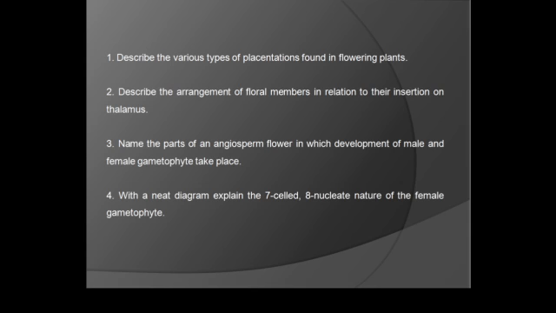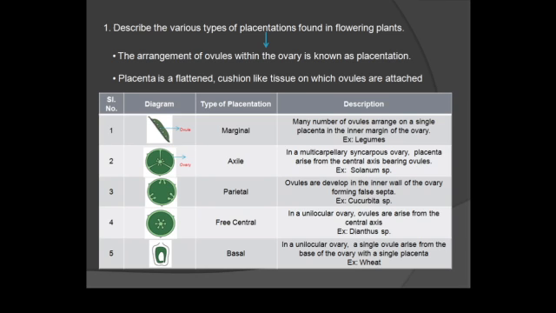And the second question is: describe the arrangement of floral members in relation to their insertion on the thalamus. And the third question is: name the part of an angiospermic flower in which development of male and female gametophyte take place. And the last question is: with a neat labelled diagram, explain the 7-celled 8-nucleate nature of the female gametophyte. So in the next slide, let us take up explaining the first question.